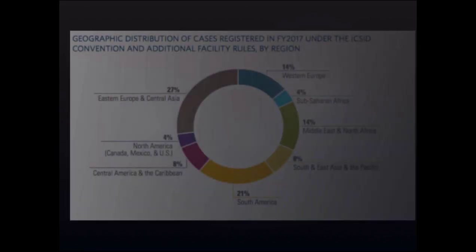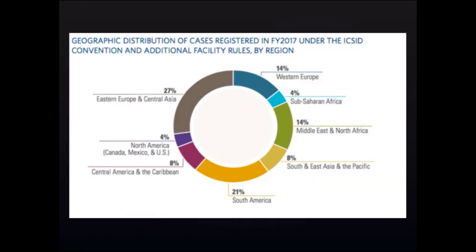What about geographical distribution? As you can see, it's all over the place. So it's not only in particular developing areas, but also, for example, places like Eastern Europe or Western Europe even represent 14% of the total cases. North America is 4%. Asia is around 8%, and South America is around 21%. Those are numbers from last year.